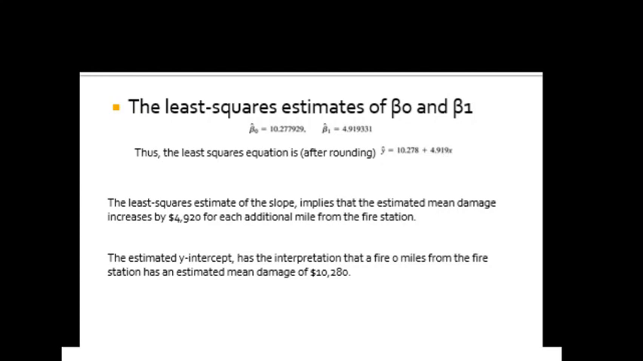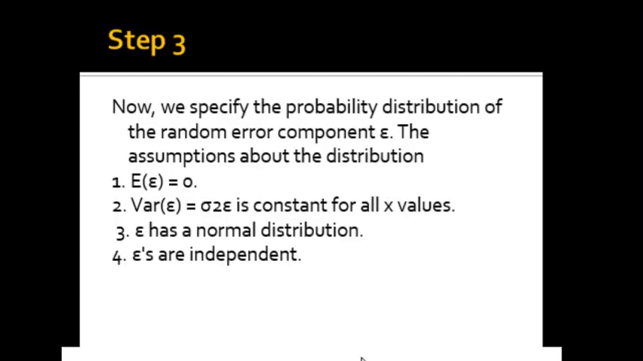Now the interpretation in terms of the problem for these two numbers. Let's look at the slope first, 4.919. What that means is that for each 1 mile increase in the distance, the estimated mean damage increases by $4,920. It's rounded to 4,920 here. The y-intercept will be that if the fire is 0 miles from the fire station, it has an estimated mean damage of $10,280. Well, in this case, it's not logical, but that's the interpretation of the y-intercept.